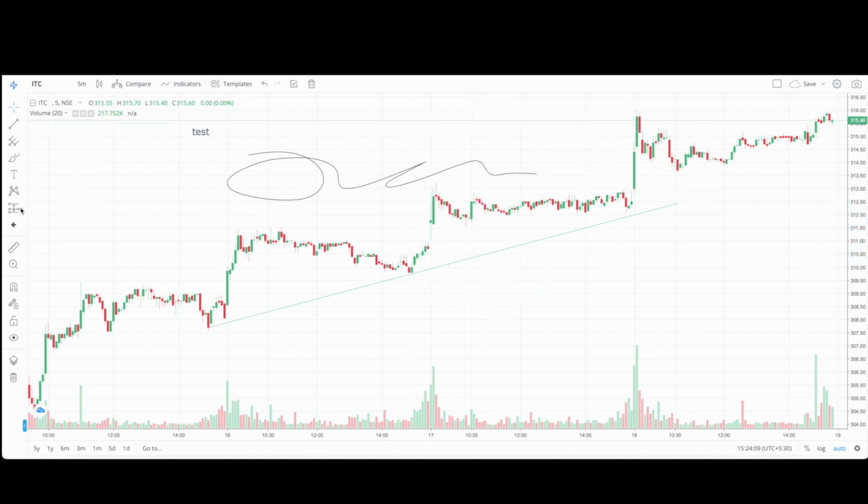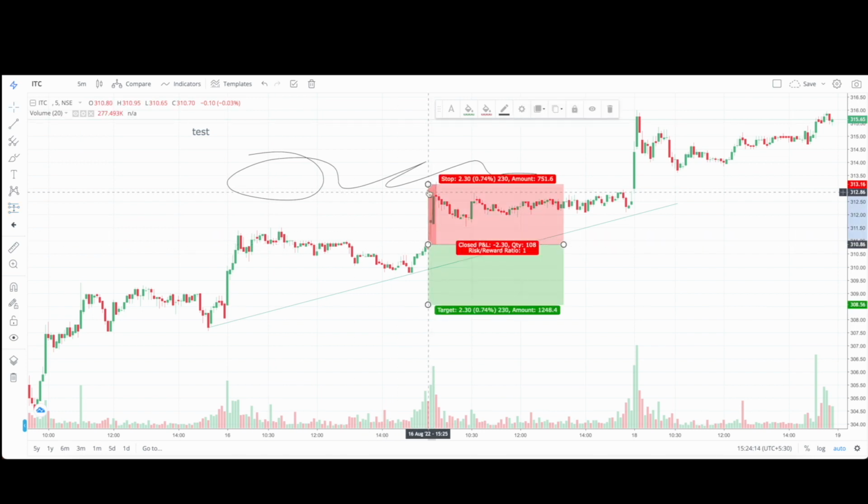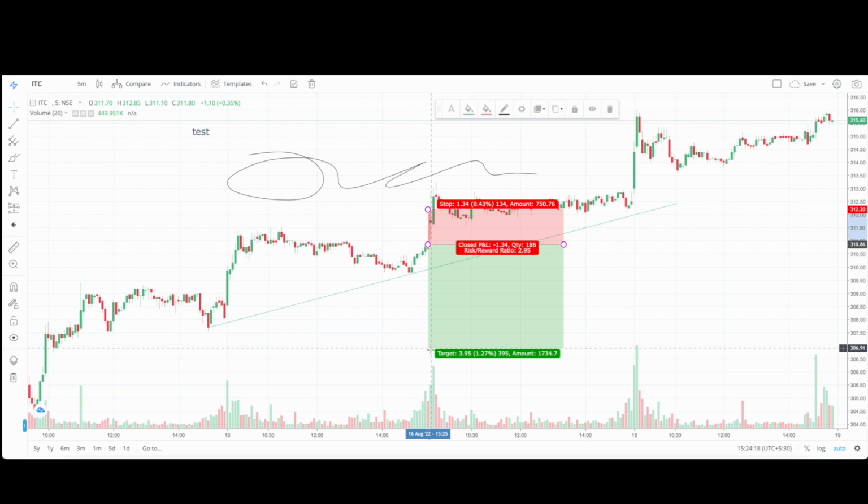In the same way, if you're bearish in the market, it means that you're shorting the position. So at that time, you choose this. The top will be your stop loss, and the target will be here. How to use this tool, all those things you will understand as we move forward.